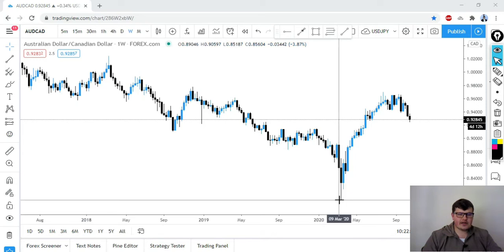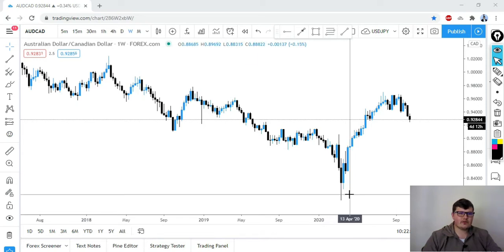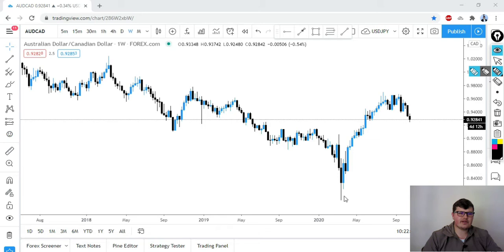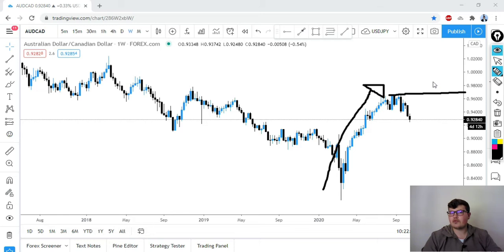So what I can just quickly see on this chart first of all is, at the start of March of this year, we had quite an aggressive impulsive wave higher to around this 0.97 psychological level. So we know that after a strong impulsive move, there usually follows a corrective wave. So this is a corrective wave.